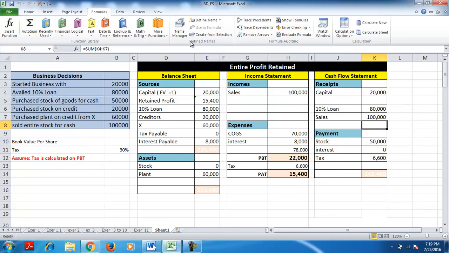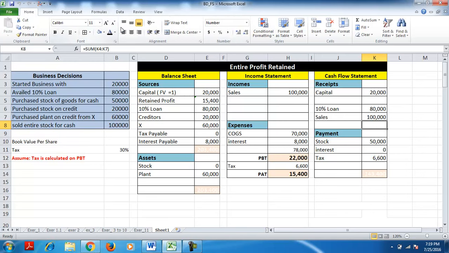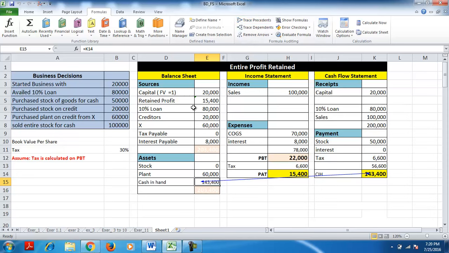Then we'll find cash in hand. Cash in hand is equal to cash available minus the cash payments. So cash in hand for the period is equal to 143,000. And this cash in hand is a balance sheet item and therefore it is transferred to the balance sheet. You can see two important items of the balance sheet: the retained profit comes from the income statement and cash in hand from the cash flow statement.